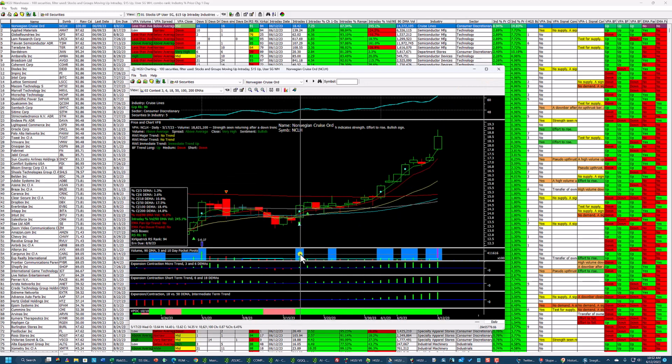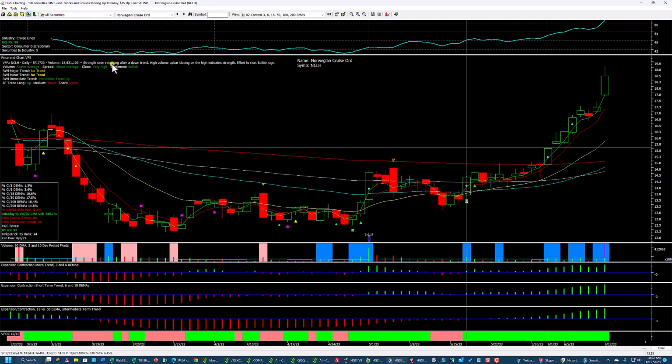Going back to the 3 crossing the 6, which is this column right here, it would have shown up as a 0 that day. Look at the characteristics. I'll click right on this and you can read it. I'll make this full screen. Strength seen returning after a downtrend. High volume up bar closing on the high indicates strength. Effort to rise. All of these signaled on this day right here.